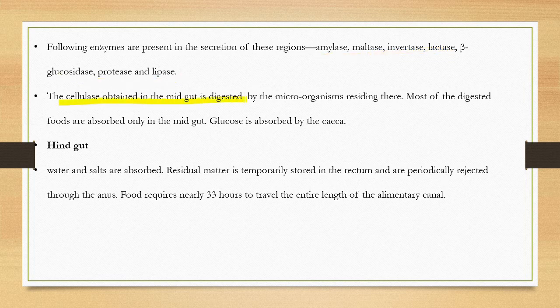Cellulose obtained in the midgut is digested by the microorganisms residing there. So the cockroach itself doesn't have the capacity to digest cellulose, but the bacteria or microorganisms present in the midgut digest the cellulose. Most of the digested food is absorbed in the midgut. Glucose is absorbed by the hepatic caeca and hindgut. Water and salts are absorbed from the hindgut region. Residual matter is temporarily stored in the rectum and periodically ejected out through the anus. It requires 33 hours to travel the entire length of the alimentary canal.